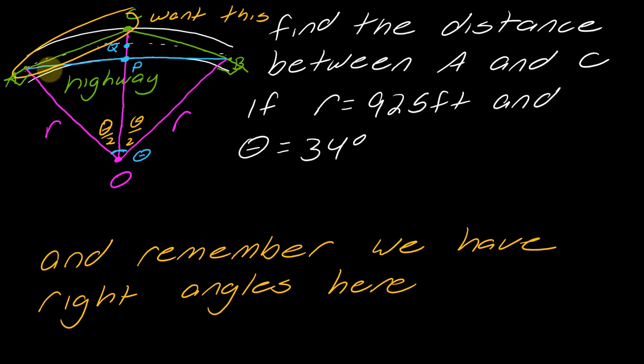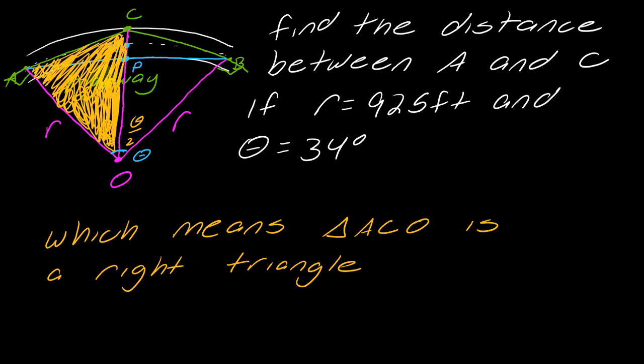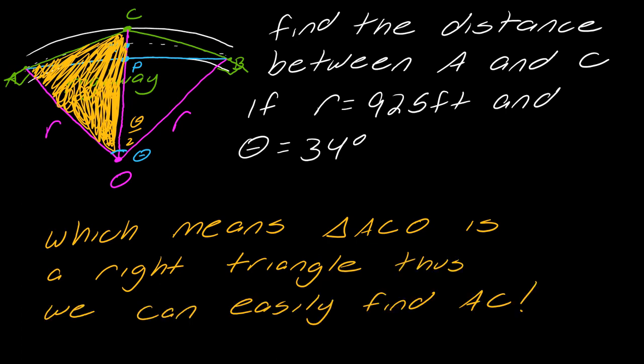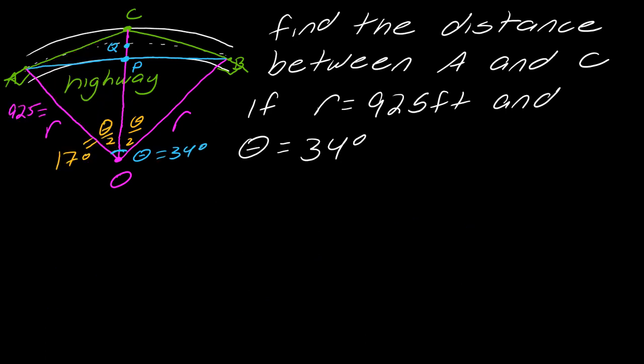That's important because I can assume, even if it doesn't totally look like it from my drawing, that if I'm told I have a right angle here, then I know this is a right triangle, which allows me to use all my trig functions. Since I can use trig functions, that's what's going to allow me to most easily find AC. Okay, so just to remind you of what's going on in this problem: theta was 34 degrees, so this whole thing is 34. So my theta over 2 is going to be 17, and this radius here was 925.